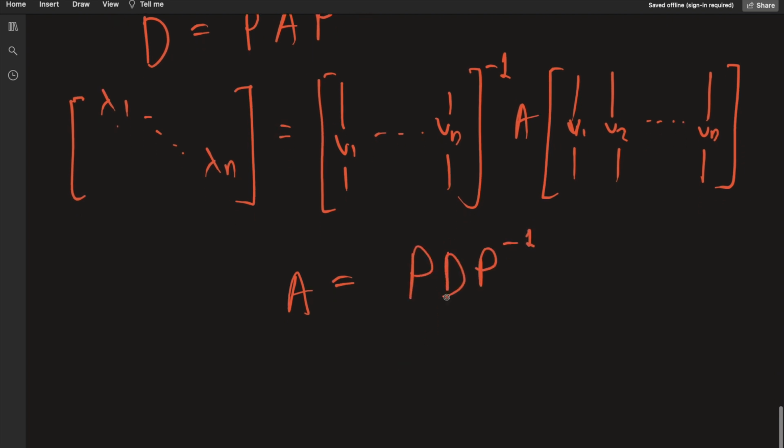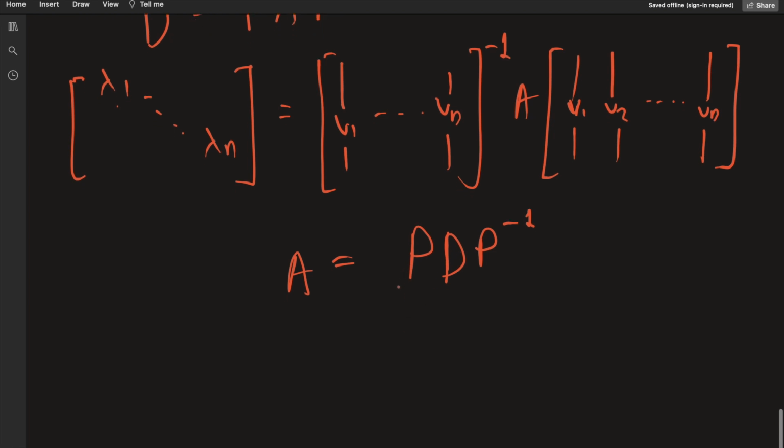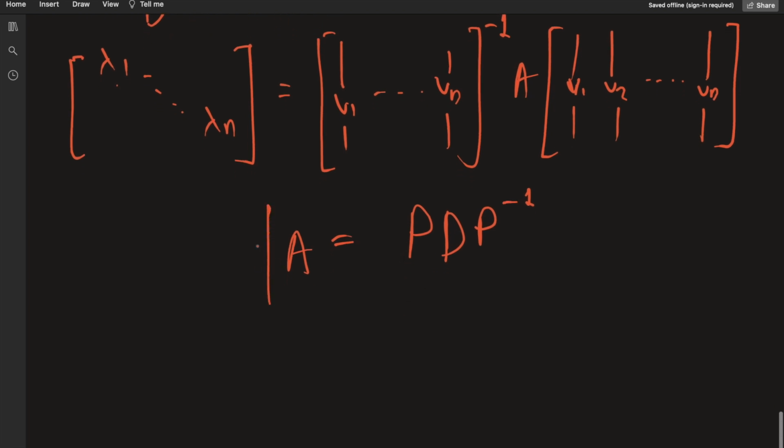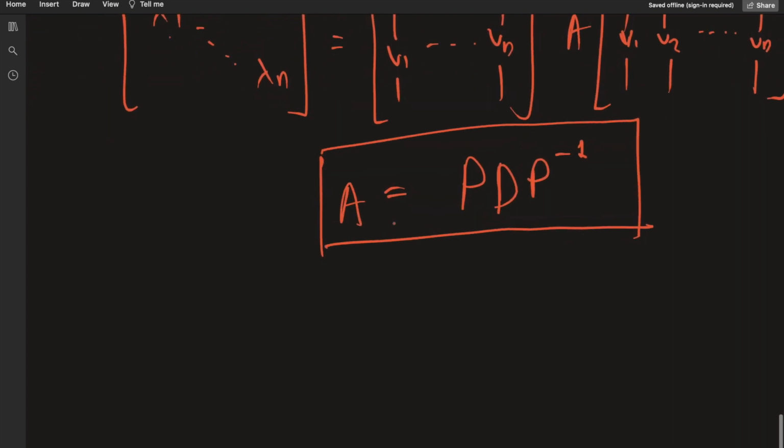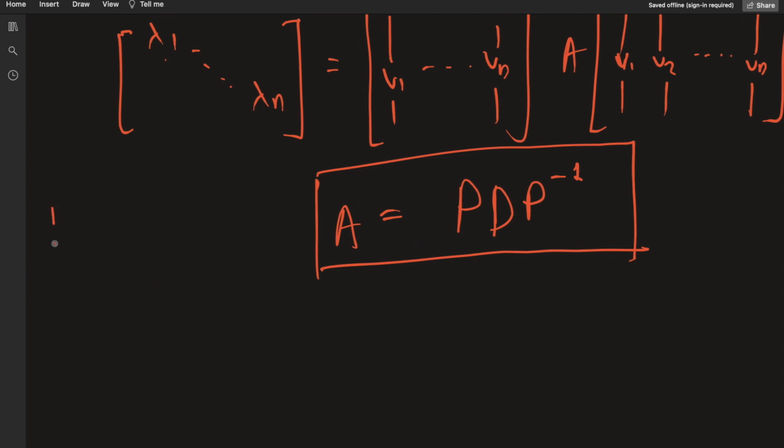This D is always going to be diagonal, by the way. And this is the main equation that we need to be concerned about. This is the most powerful result of the idea of eigenvalues, because in this way we can write an arbitrary matrix as a diagonal matrix. This process is called diagonalization.